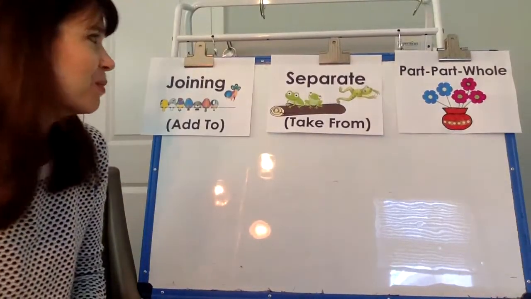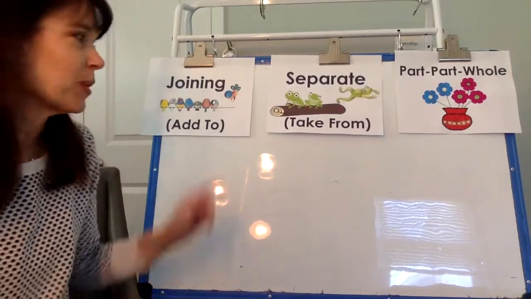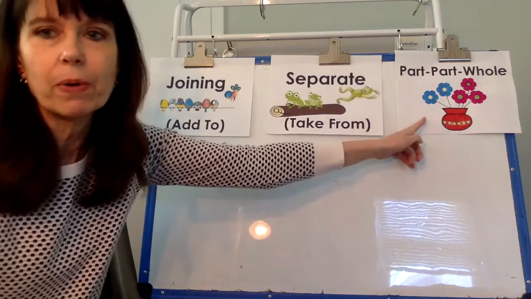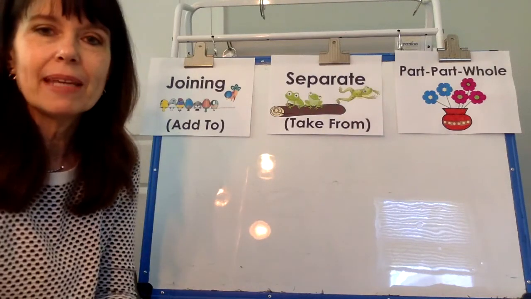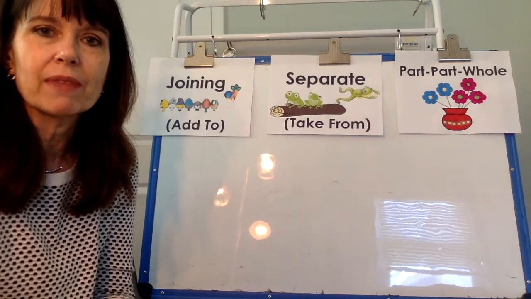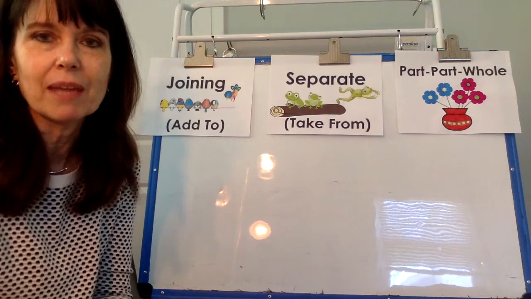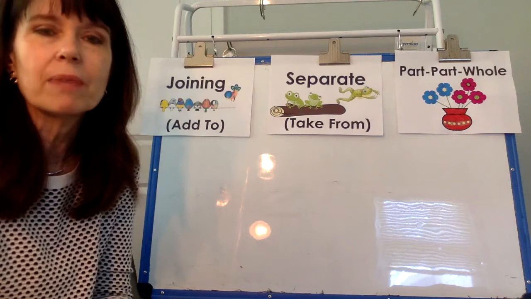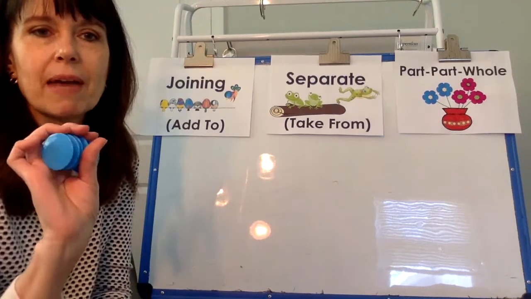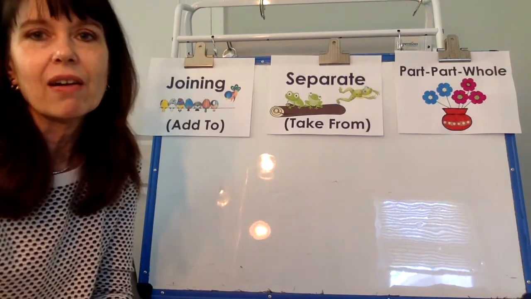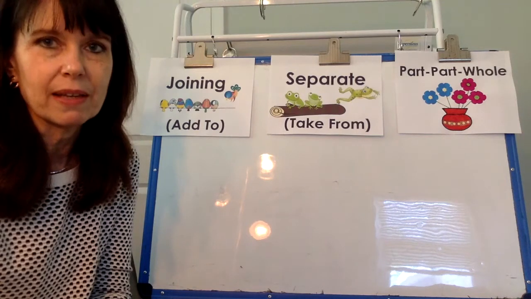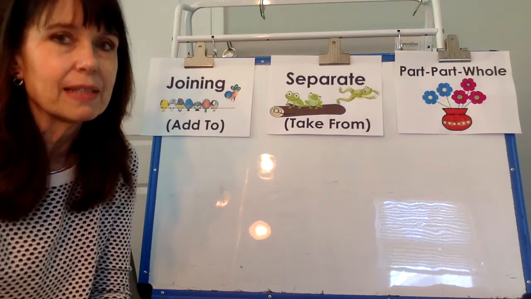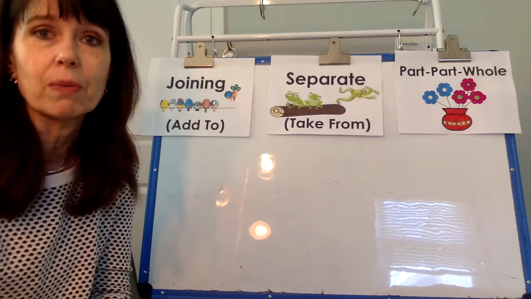Okay, I'm back with my three different types of math story problems. We have the joining, add to, the separate, take from, and the part, whole problem. To make you a little bit more aware of the differences in these three different types of story problems, I'm going to tell you a story, and it's always going to be about marbles. I'm going to pretend that these magnets are marbles. One of them is going to be an example of a joining problem, one of them is going to be a separate problem, and one of them is going to be a part, whole.